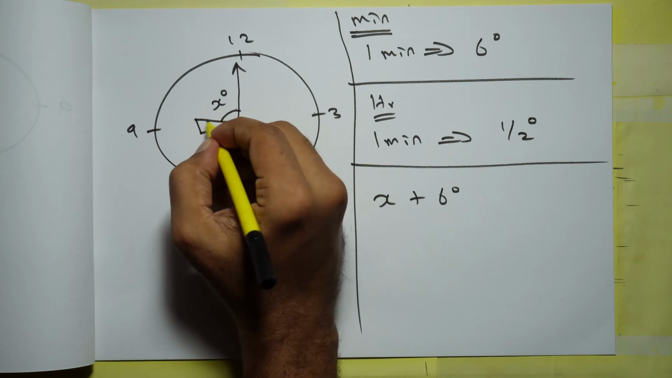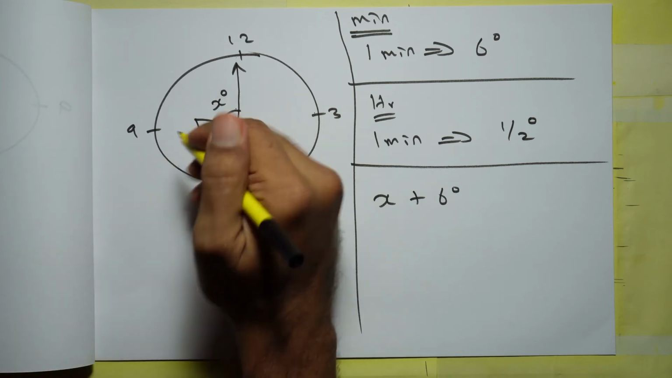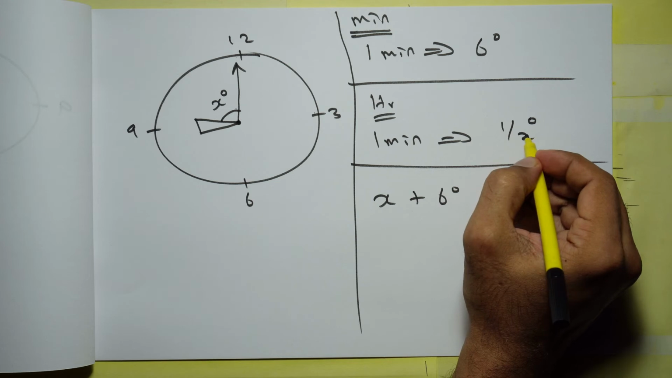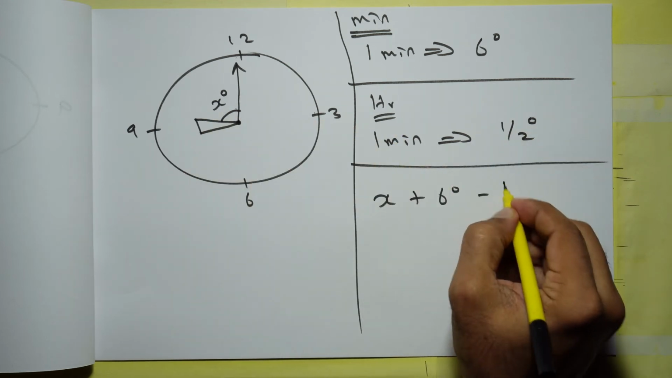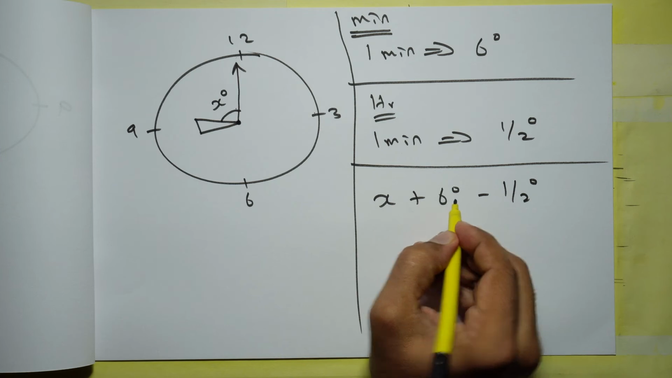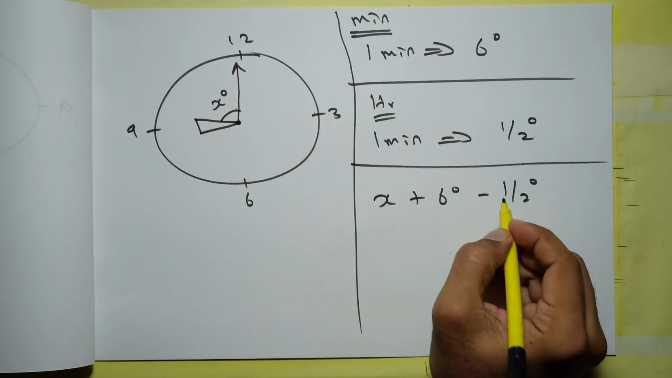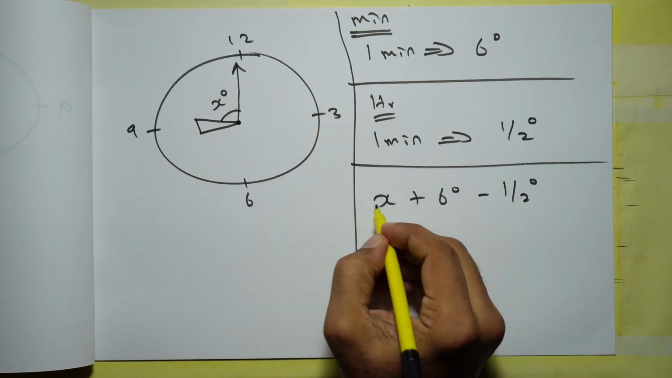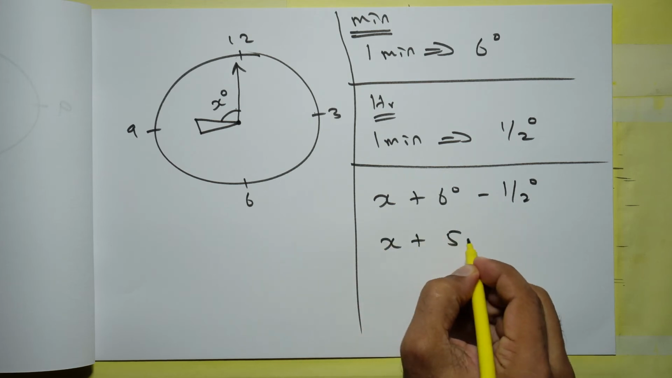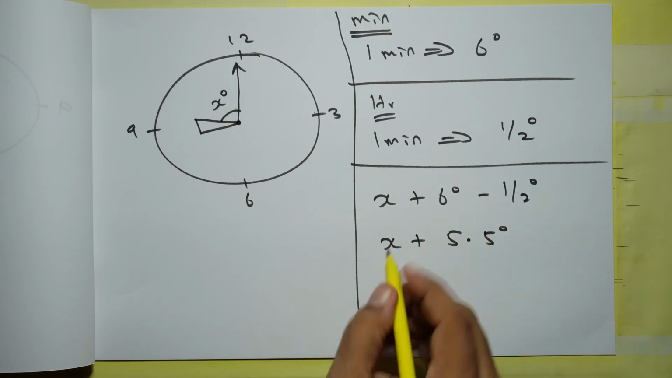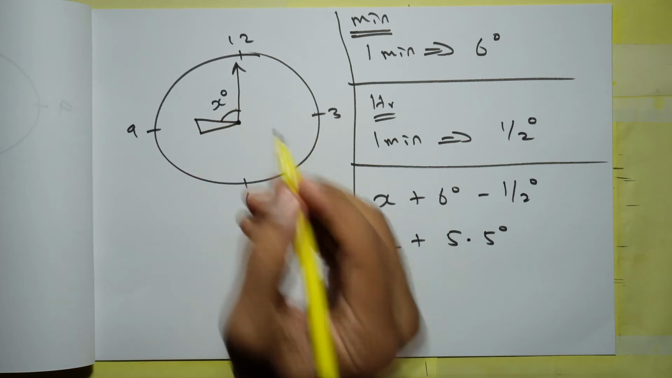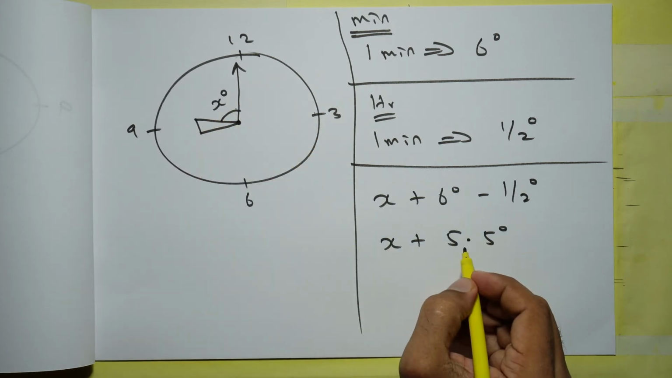And the hour hand is also moving in the clockwise direction, and the hour hand is actually decreasing the angle. It will move half a degree, and the hour hand will decrease this angle by half a degree. So after 1 minute it will be x plus 6 because of the minute hand, and the hour hand will decrease it by half. It will be x plus 6 minus half. So the final angle will be x plus 5.5 degrees. Here you can see that the angle between the hour hand and minute hand increases by 5.5 degrees.